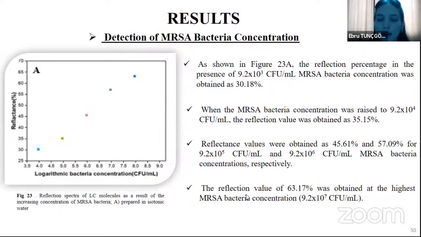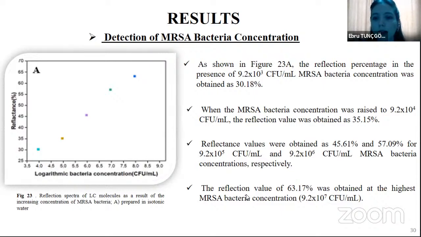Following the POM analysis, the reflection change caused by the LC molecular orientation change, depending on the amount of the bound bacteria, was determined with the spectrometer. As shown in figure A, the reflection percentage in the presence of the 9.2 times 10 to the power 3 CFU per milliliter MRSA bacteria concentration was obtained as 30.18%.